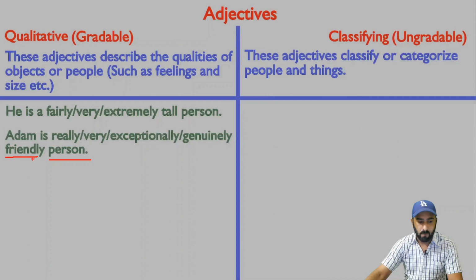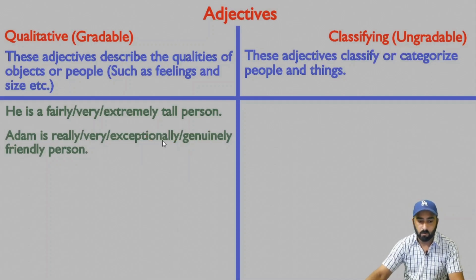But in order to make it gradable, we can use these submodifiers, such as he's really friendly, he's very friendly, he's exceptionally friendly, or he's genuinely friendly. So by using a submodifier with a qualitative adjective, we can increase or decrease the value of the adjective. Let's move on to the third example.